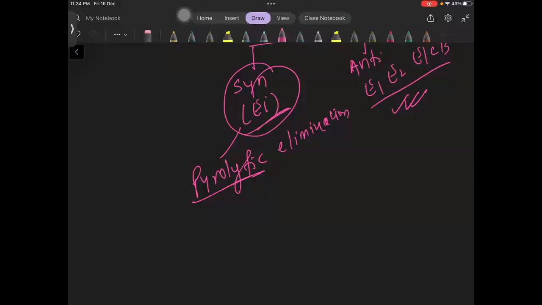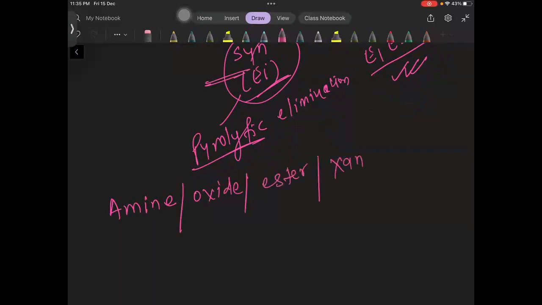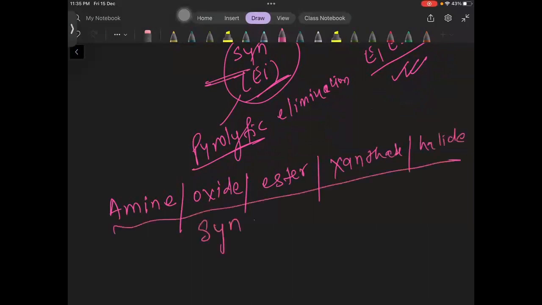Okay. So what I'm telling you is which substances will favor the syn eliminations? Students, the substances are either amine oxide, ester, xanthate, or halide. These substances will favor syn eliminations. That means Ei eliminations.